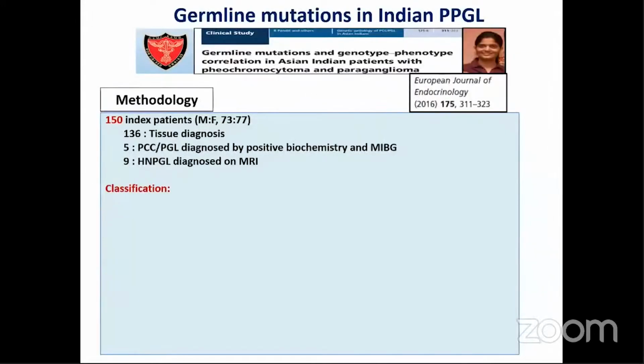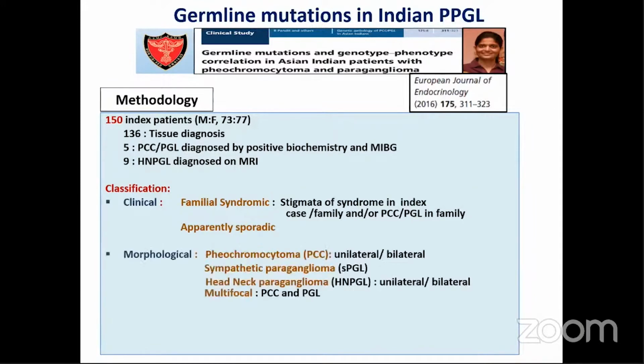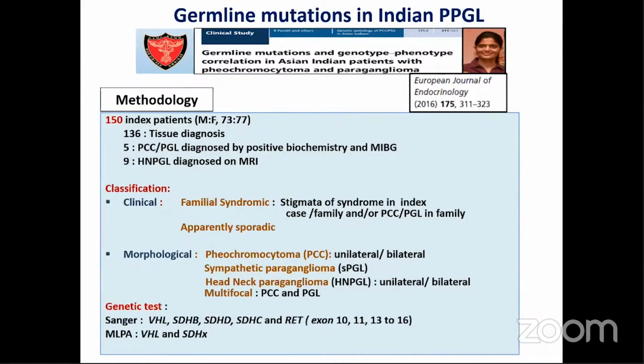To the data of what we had in KEM, when we did the genetics for around 150 patients with PPGL, which included both familial syndromic as well as apparently sporadic, and also variable location and number of pheochromocytoma. We did not do a clinical exome. We limited ourselves to screening for only VHL, SDHB, D, C, and RET, because this project was planned way back in 2008 and 9. We also did MLPA for VHL and SDH-related genes to rule out large deletions.